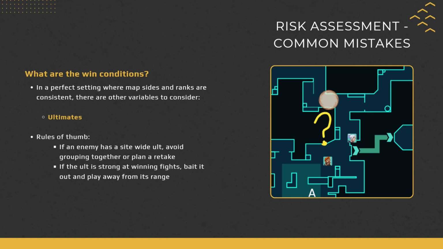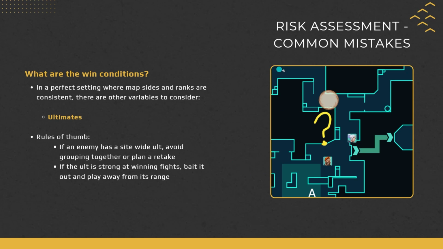Another thing that you can try to do is look at ultimates that are very easy at winning fights. For example, Reyna is one that you might look at, but another one might be Raze ult, right? Raze ult is a really good ult that you could use to win fights for free and get a lot of space because of it. So when you're looking at those ults, maybe you try to bait it out or play away from its range.